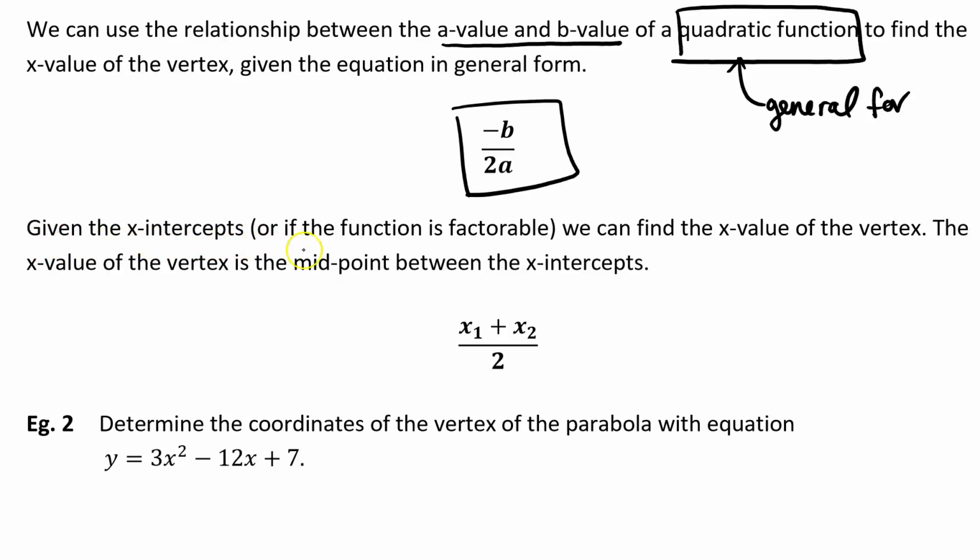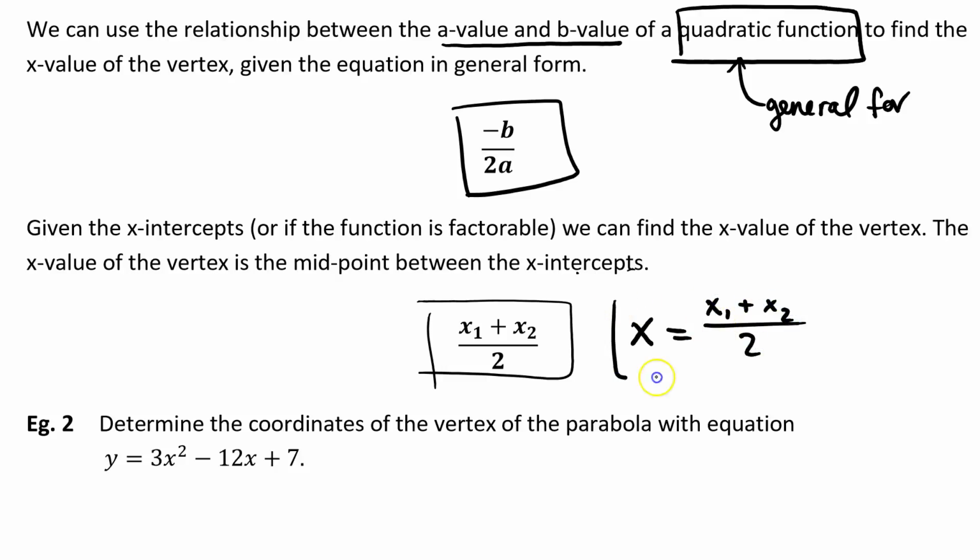Given the x-intercepts, or if the function is factorable, we can find the x value of the vertex. The x value of the vertex is the midpoint between the x-intercepts, and we have familiarized ourselves with this. So you take the first x-intercept and you add it to the second x-intercept, and you divide by 2, and x equals x1 plus x2 over 2. So this is the equation of the line. Remember, we have to state it as an equation.